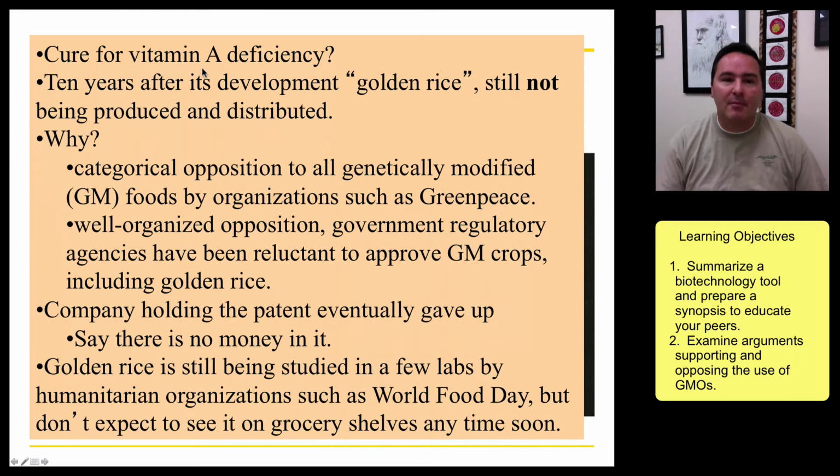But an interesting thing happened. Ten years after its development, it's still not being produced and distributed. And why? Well, you get opposition to these genetically modified organisms by organizations, sometimes like Greenpeace, or other opposition from government or whatever. And so the company that had the patent on this eventually gave up, and they said there's no money in this. So others have kind of taken this up, and golden rice is still being studied, and maybe it will be on the market. World Food Day is looking into this. But in the meantime, don't expect to see it anytime soon.